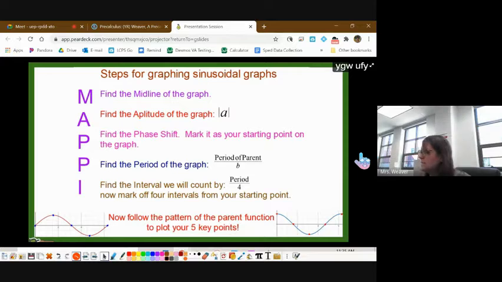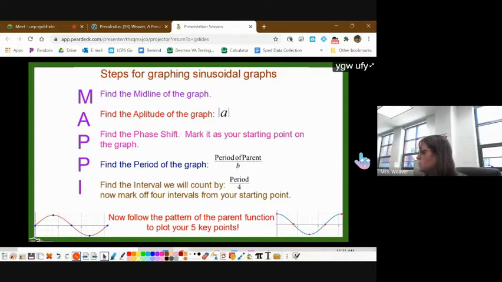The first P stands for phase shift, and we're going to mark the phase shift. The horizontal shift is our new starting point of the cycle that we're going to graph. The second P stands for period, which is always the period of the parent function divided by B. Remember, this won't actually show up on your graph, but we'll use it to check that our graph is correct once we've finished graphing a cycle, okay?